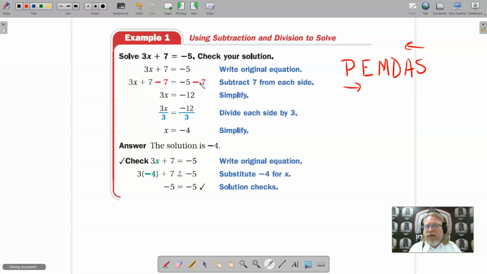So we're going to add those values together and get 12. And since they're both negative, it would be negative itself. So we end up with 3x equals -12. Now we have to do the second step.